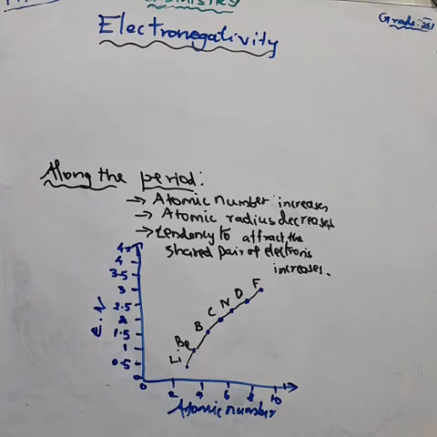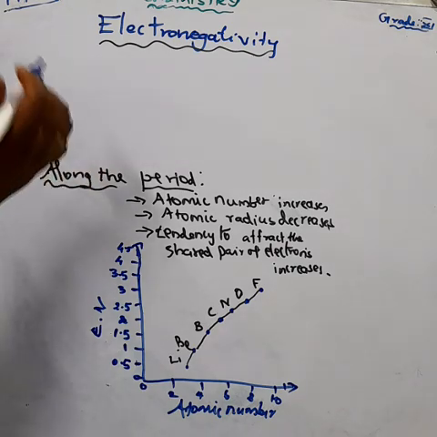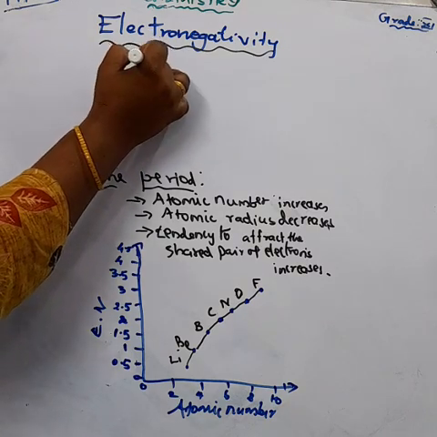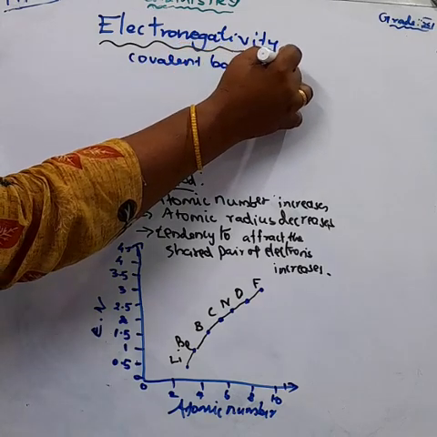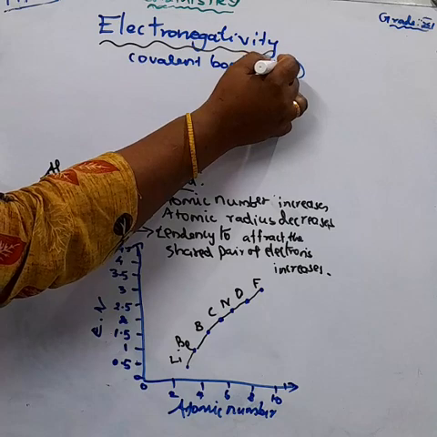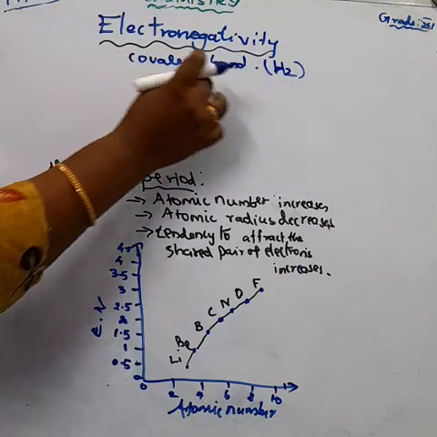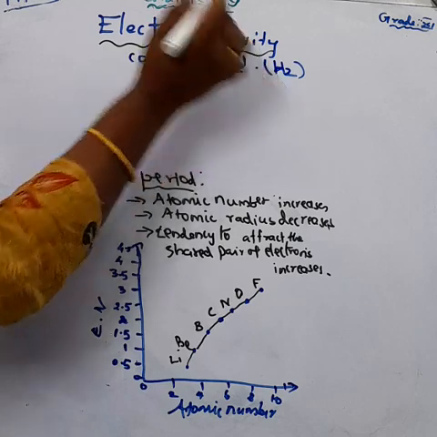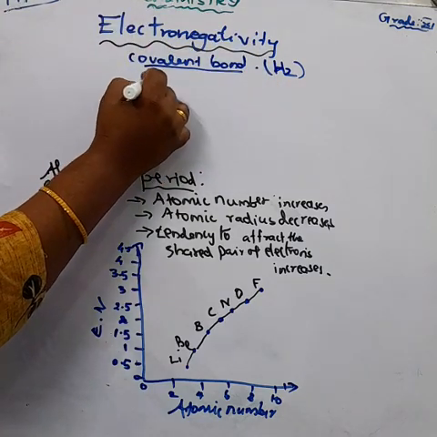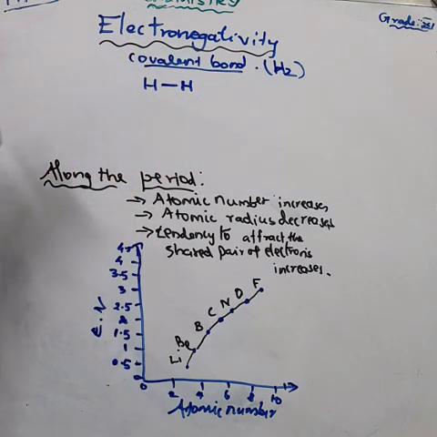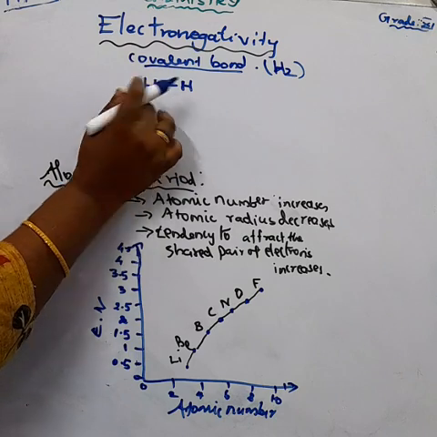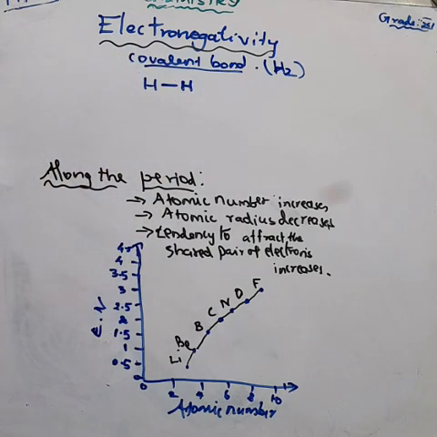Electronegativity. What do you mean by electronegativity? Consider an example: the formation of a covalent bond between two similar atoms of a molecule, like hydrogen. This is the hydrogen molecule. Two similar atoms are combined covalently to form the hydrogen molecule. Two hydrogen atoms covalently bonded form the hydrogen molecule. So what do you mean by covalent bond?